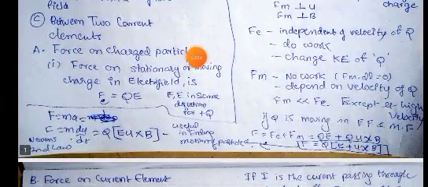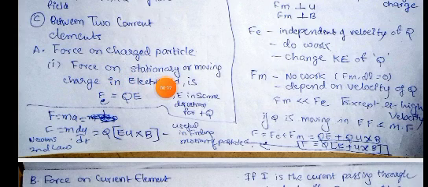Suppose a stationary charge or moving charge in electric field, there is a force exerted on that. F is equal to QE, and F and E are in the same direction for positive charge. So force in electric field is equal to QE. So Q may be stationary or moving, right?